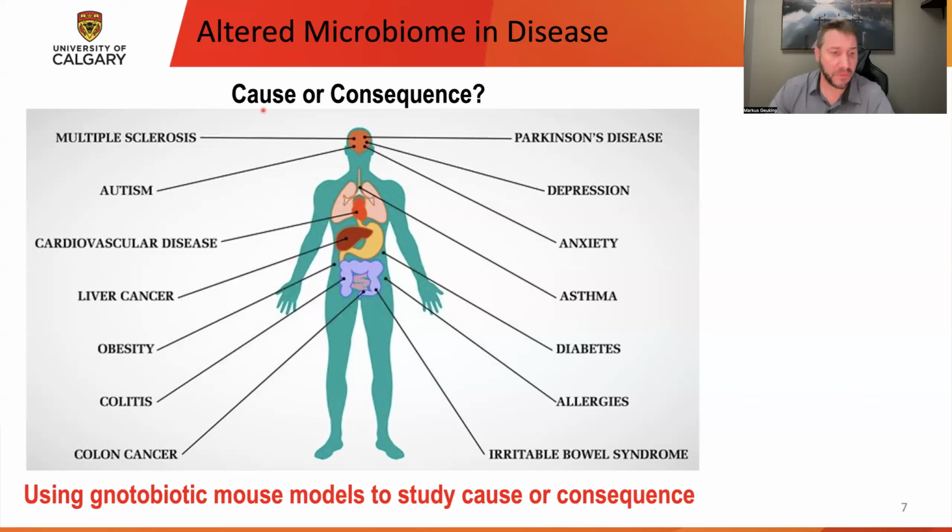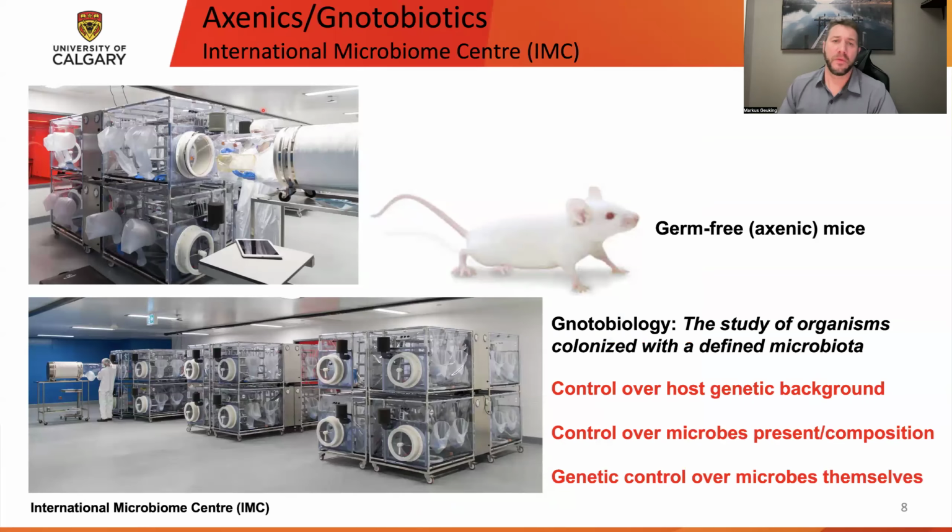And to study this, we use gnotobiotic mouse models where we can define the bacteria that are present, and we can also define the host, which allows us to perform mechanistic experiments. So what does this look like in reality? We use axenics and gnotobiotics at the International Microbiome Center of the University of Calgary.